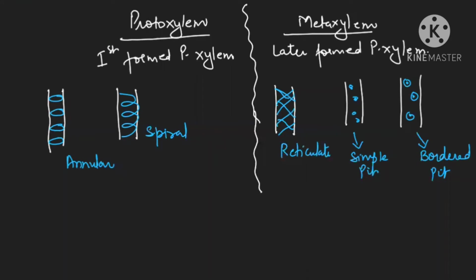Now see the learning tips. For here you can remember MRP. Metaxylem will have reticulated and pitted thickening. And for here you can remember pars. Protoxylem is having annular and spiral. Only this I've written with no meaning. It is not having any meaning, okay? Only just for making the pars, I have to write this word pars. So protoxylem has annular and spiral, and metaxylem is having reticulated and pitted thickening with respect to the xylem.